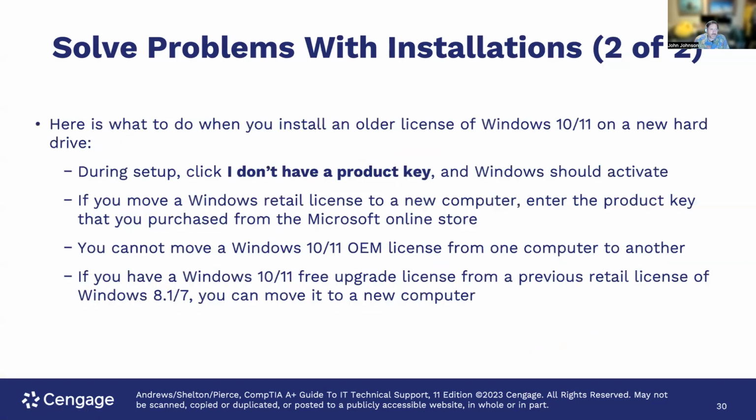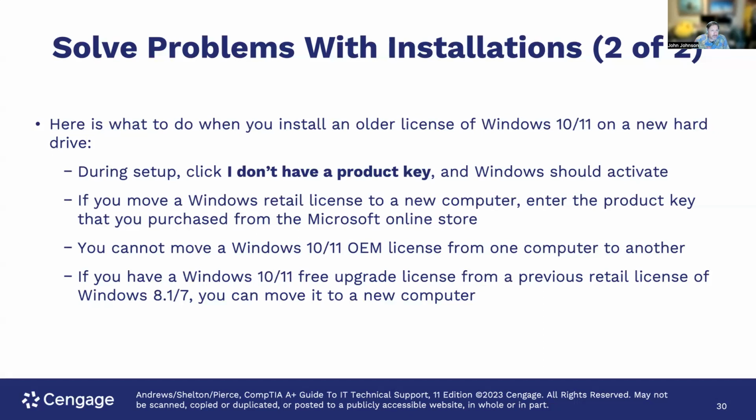So solving problems with installations. Here's what you do when you install an older license of Windows 10, 11 on a new hard drive. During setup, you click, I don't have a product key, and Windows should activate. I recently did a Windows 10 installation, and I think they'd removed that option, but maybe it's been added in again. I'm not sure, so this may not be 100% correct. But it used to be that you could say, I don't have a product key, and it would activate, but you would have a little message come up down the bottom. So yeah, that could be a problem.